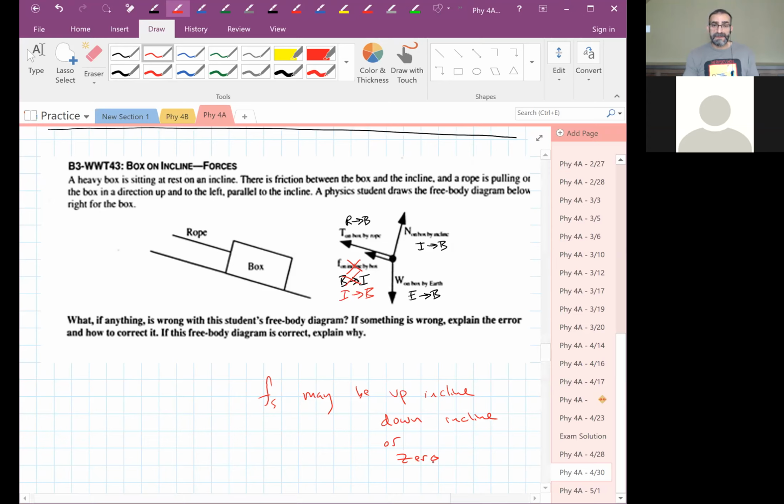Okay, yeah, think about that one. Make sure you understand that that static friction force reacts, and it depends on how much the rope is combining with it to keep that thing at rest.